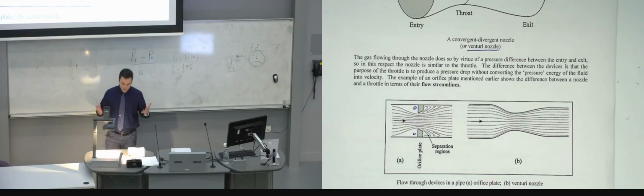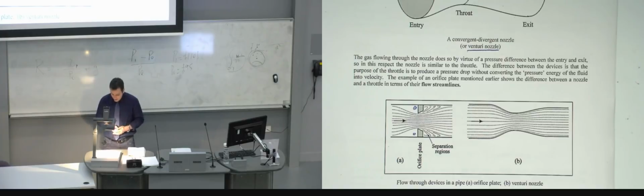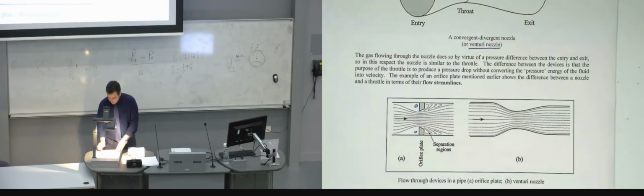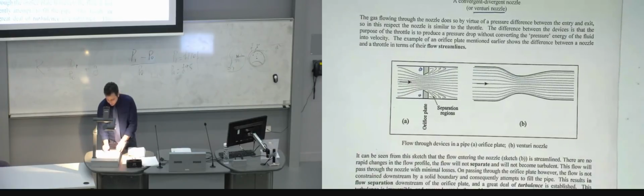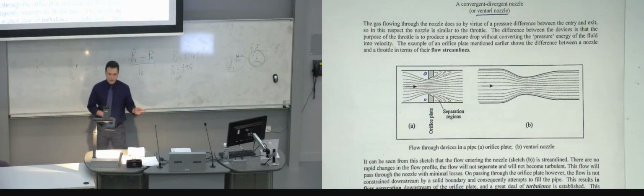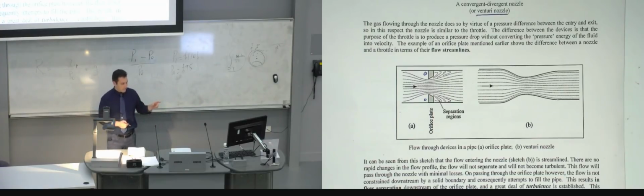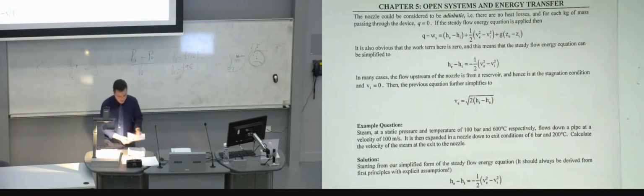which is, or losses, which in this case is in the form of turbulence, and energy really is converted from the kinetic energy into the thermal energy by viscous processes. So that's the main difference between the two, really, between the orifice plate and the Venturi nozzle. Now let's get back into the equations, the thermodynamic equations.